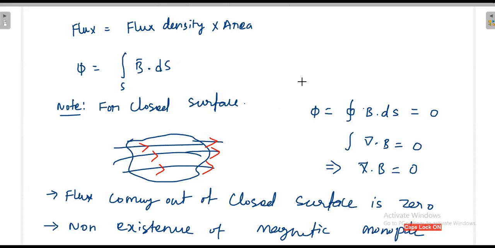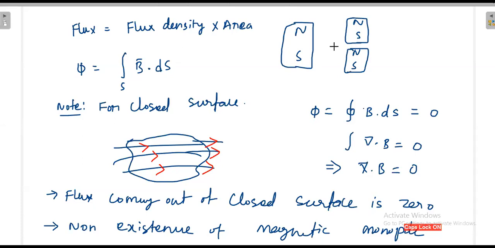Yesterday itself I told you, if you have a magnet like this and you try to break the magnet separately, once you break it, it will form a new magnet, something like this. You cannot have this combination separately. This is not at all possible in reality. This is the relation between the magnetic flux density and magnetic flux, and the divergence of magnetic flux over a closed surface.